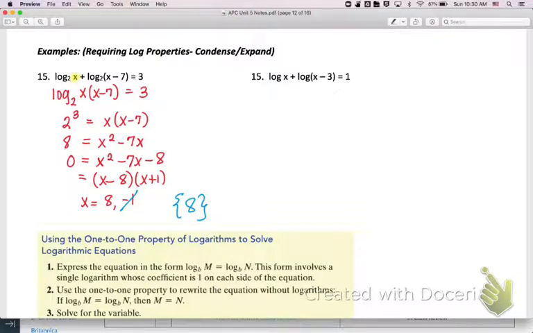Okay? Go ahead and pause the video and try number 15 on your own to see if you understand this process. I'll be back in 3.